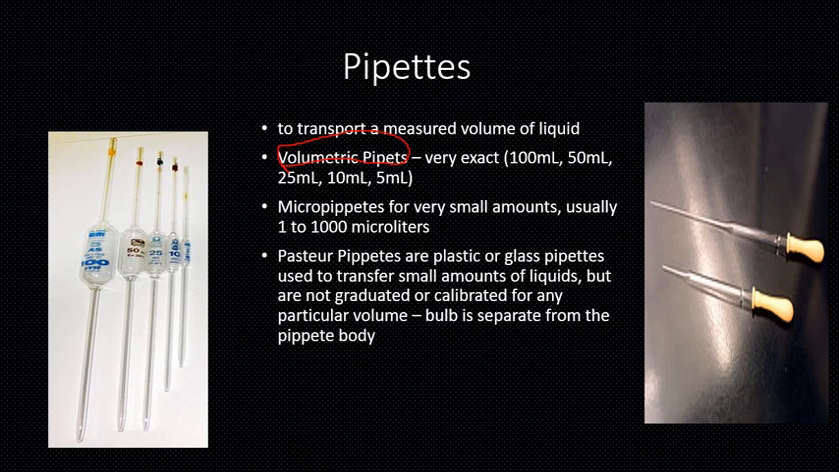Micro pipettes, like the ones pictured on the right, are for very tiny volumes. Pasteur pipettes are the plastic or glass pipettes pictured over here. They are not graduated or calibrated for any particular volume. The bulb is separate from the pipette body. Or excuse me, these ones on the right are not micro pipettes.